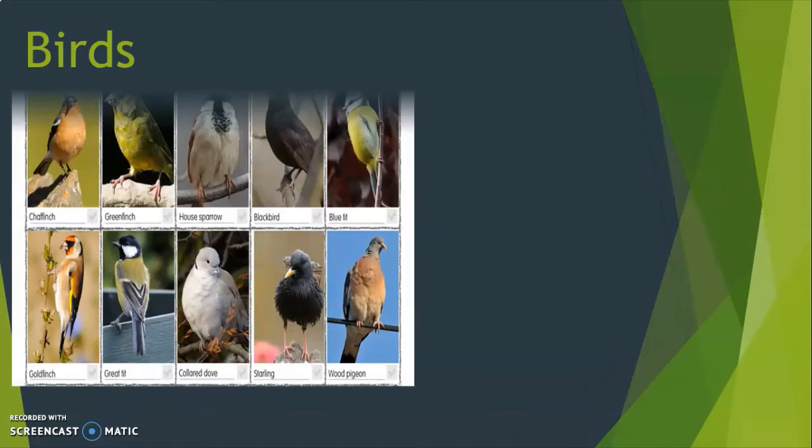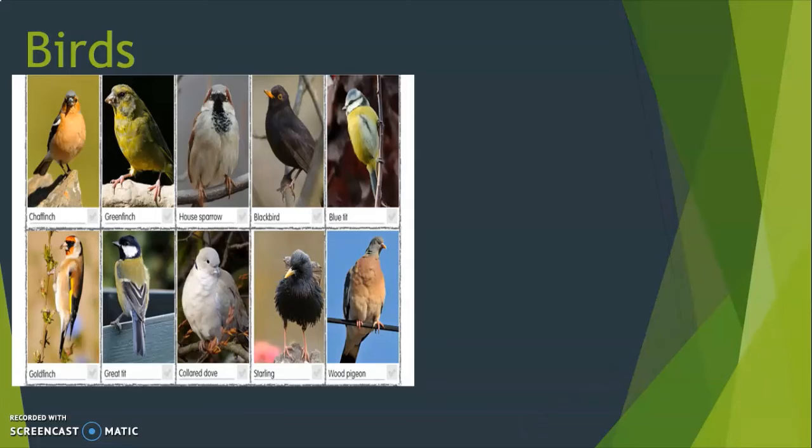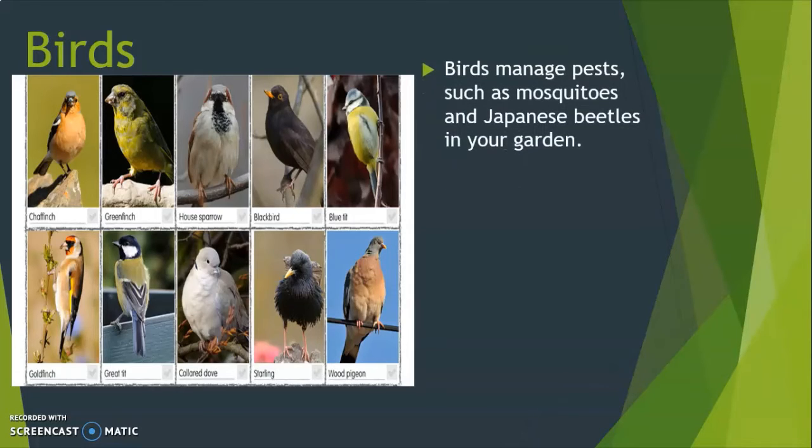All right. And then the next one is the birds. Birds. All right. Look at the picture. Birds manage pests such as mosquitoes and Japanese beetles in your garden. So the birds manage pests. So what are the pests? Mosquitoes and Japanese beetles and more.